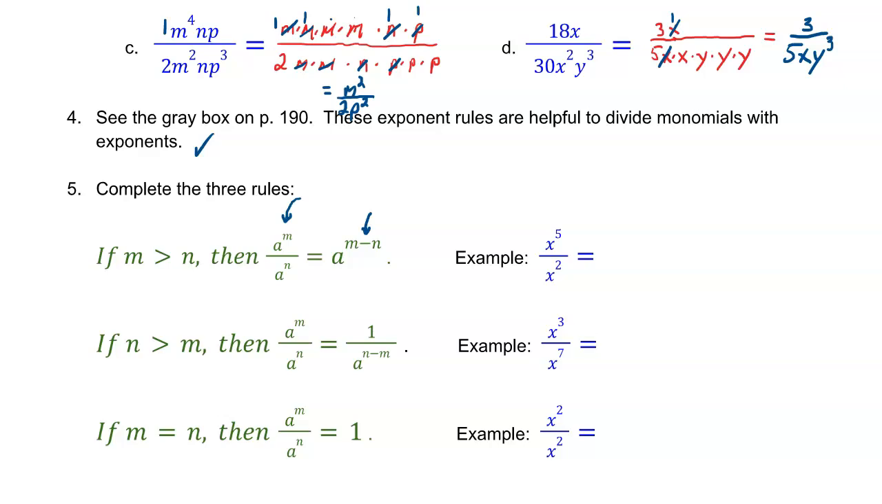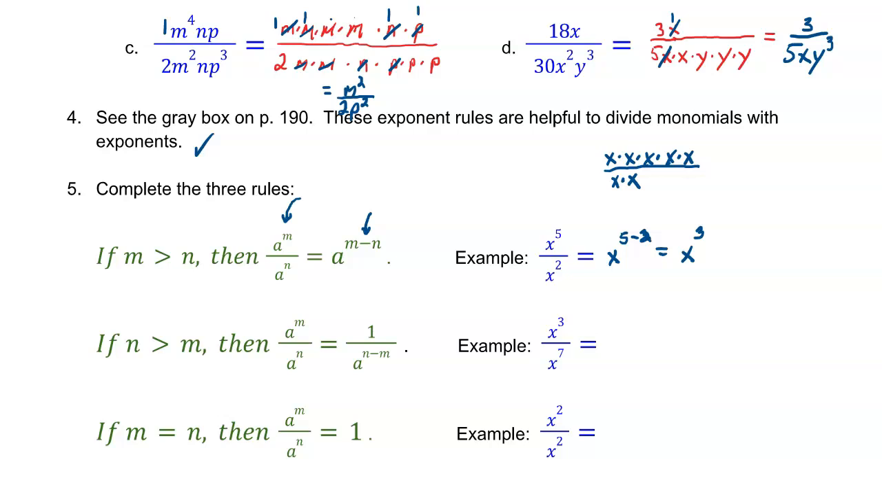Here's our first example. X to the 5th power divided by x to the 2nd power. The base is x, and because this is a division of powers problem, we subtract the exponents. This makes x to the 3rd power. This is the same answer you would get if you took the time to expand. X times x times x times x times x in the top, and in the bottom, x times x.